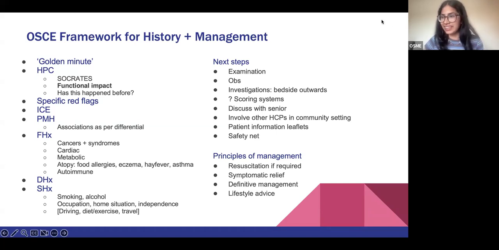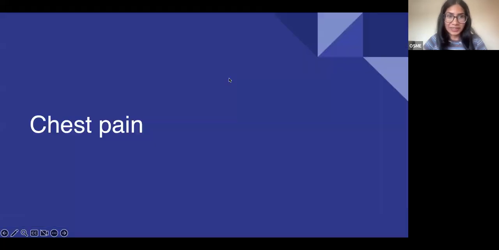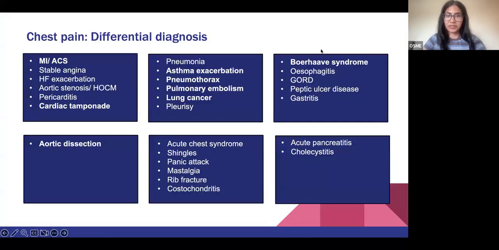Okay. We'll go on to our proper presentations now, starting with chest pain, which I'm sure you discussed a lot. So the main causes of chest pain for which there are serious pathologies are cardiac causes, respiratory causes, GI causes, and vascular causes. There are some other miscellaneous ones that I've included in these other boxes, and we'll discuss those.